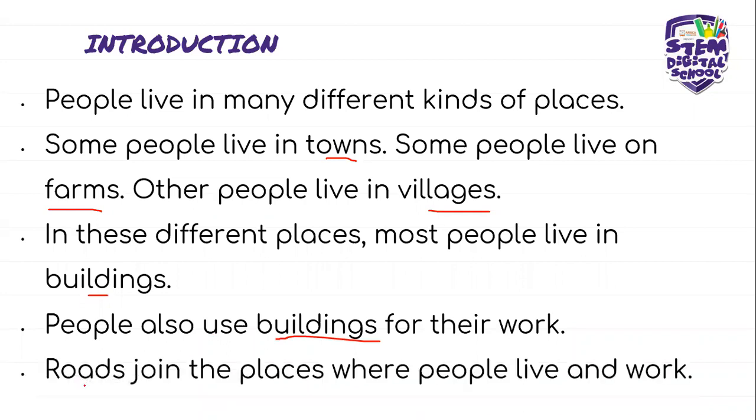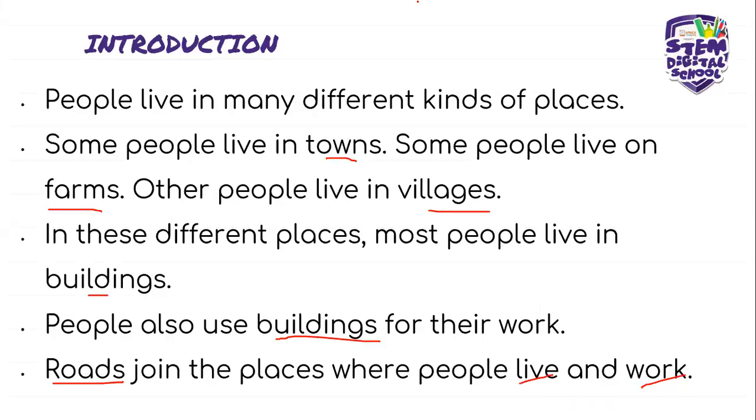We also have roads. Roads join the places where people live. So these things work together. Since people use buildings for their work, obviously they will use roads to go where? To go to work, okay? And then to go where they live. They'll go to work and where they live.